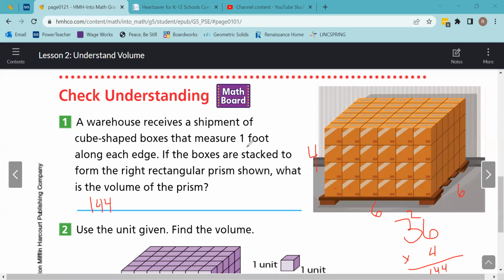They give us a unit, 1 foot. So it's going to be feet cubed. So literally you can make a stack that has 144 cubes.